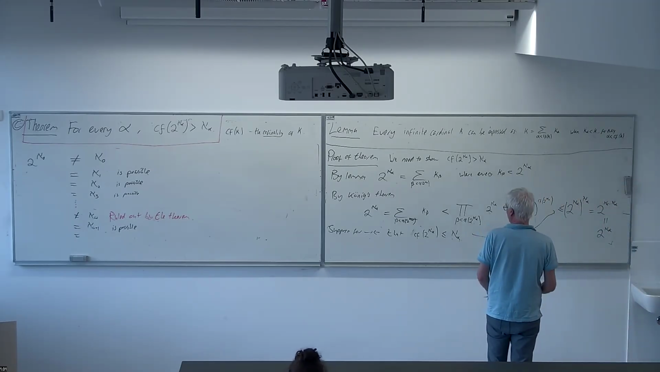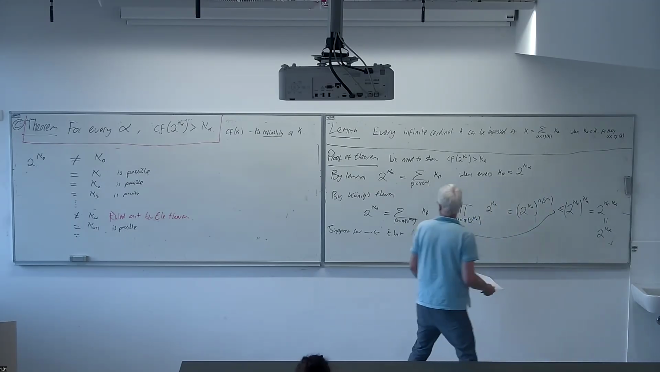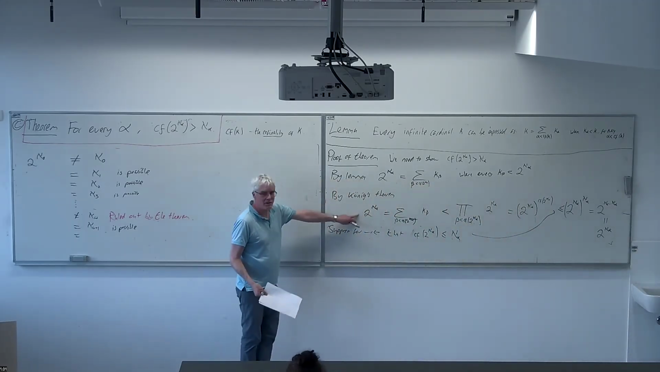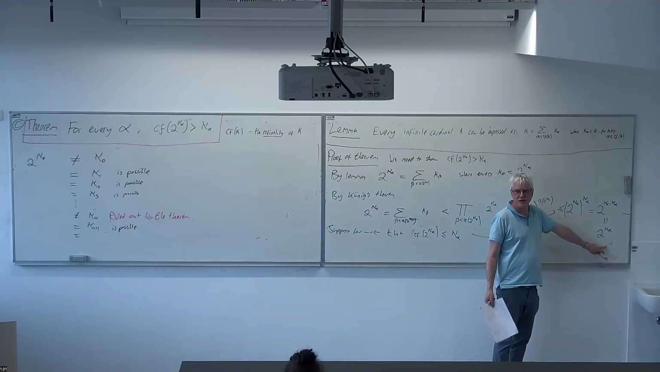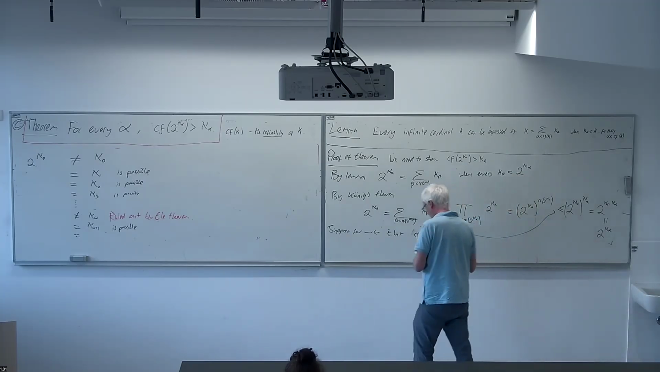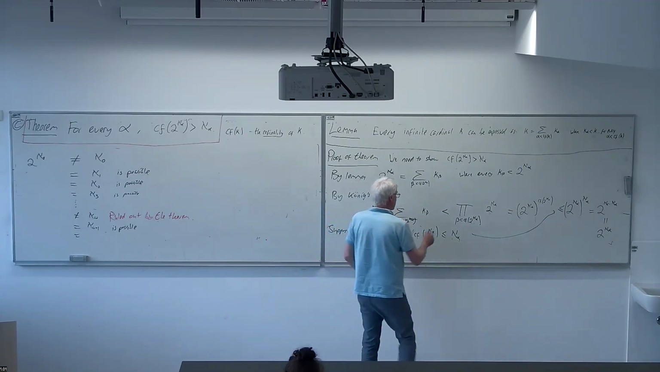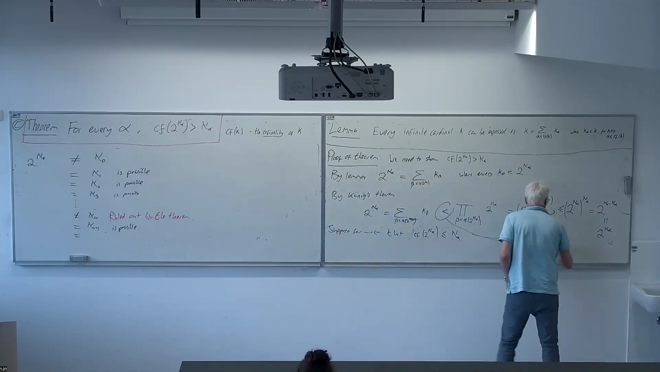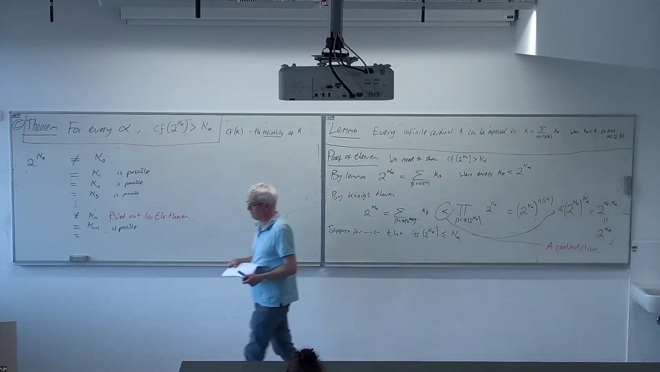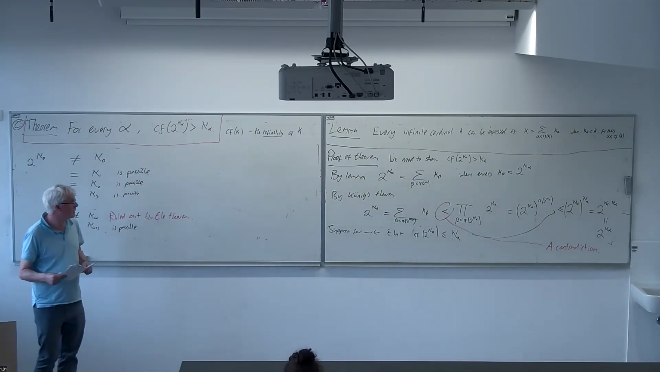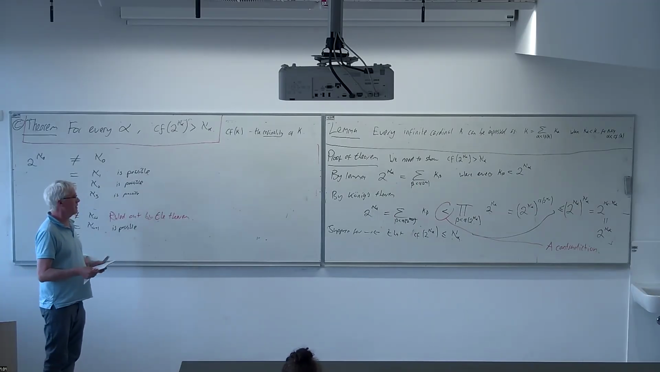Hang on. Oh, yeah. And what we proved is that 2 to the aleph alpha is strictly less than 2 to the aleph alpha. And that's a contradiction because obviously it can't be strictly less than itself. Right. So that's the main content today.